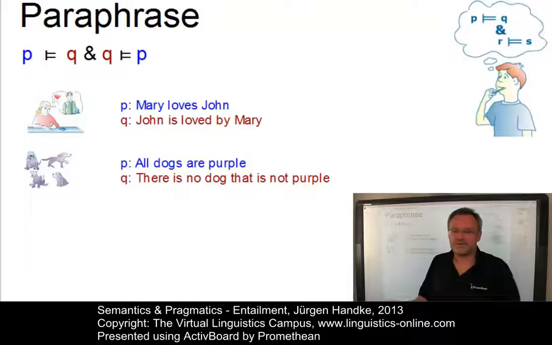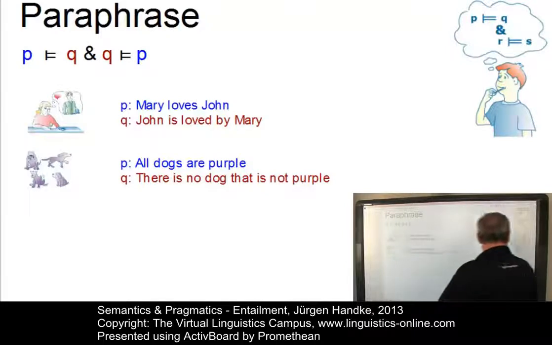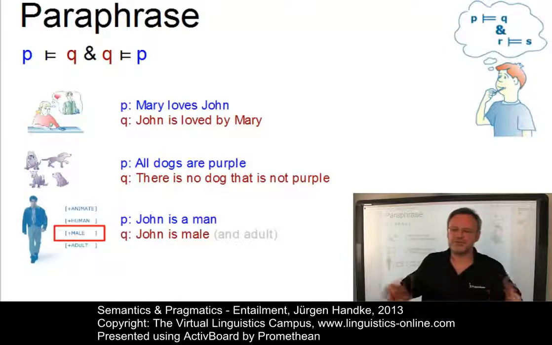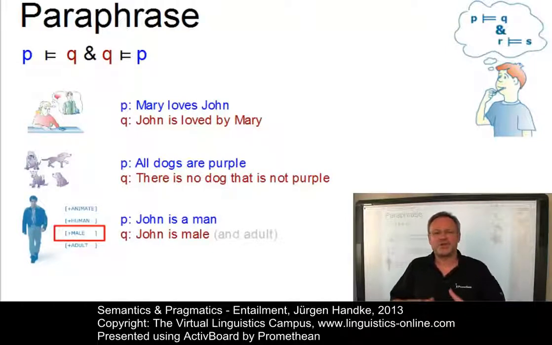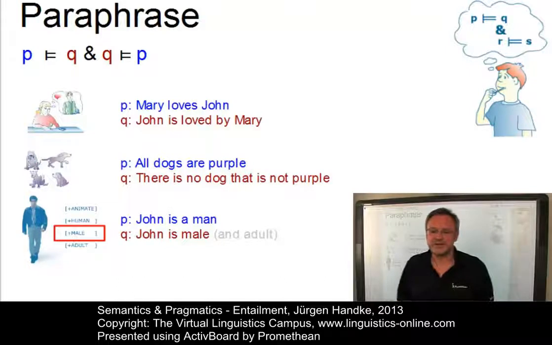The third type, represented here, rephrases P by taking up an essential semantic feature of it. Ignoring specific problems with gender and sex and age, we can say John is a man entails John is male and adult, and John is male and adult entails that John is a man.